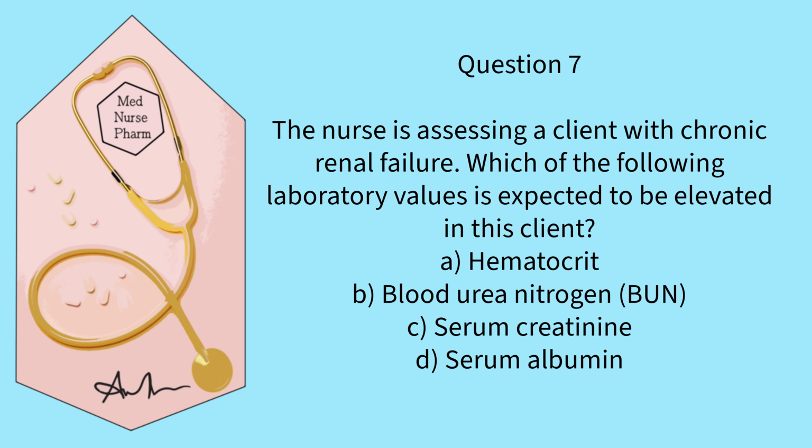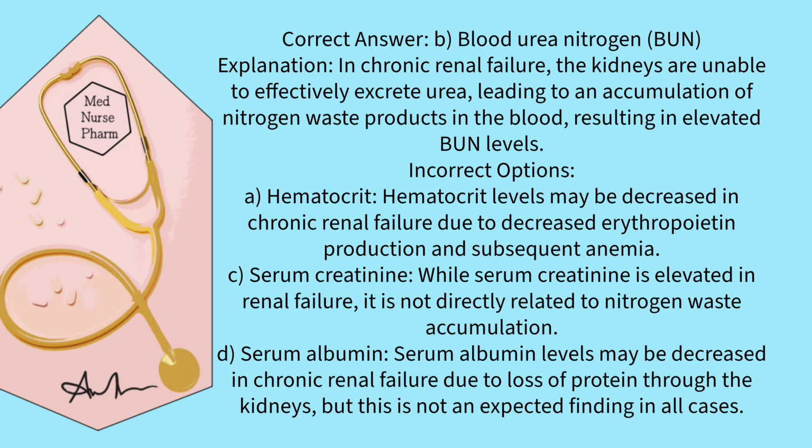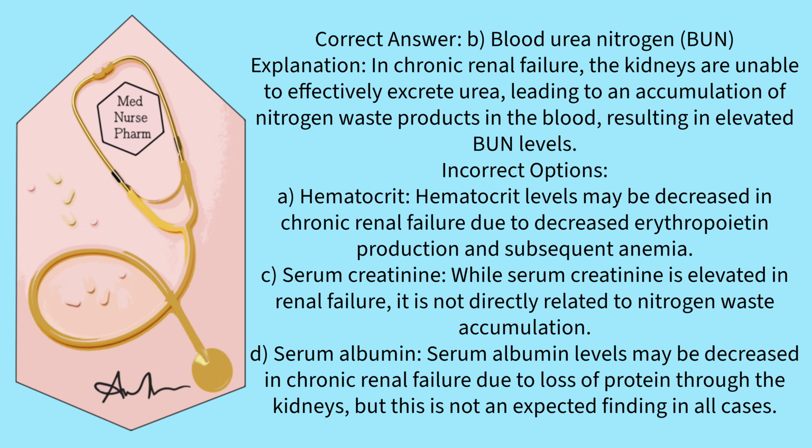Question 7. The nurse is assessing a client with chronic renal failure. Which of the following laboratory values is expected to be elevated in this client? Hematocrit, BUN, serum creatinine, serum albumin. Pause the video and select your answer. If you chose option B, you are correct, BUN. In chronic renal failure, the kidneys are unable to effectively excrete urea, leading to an accumulation of nitrogen waste products in the blood, resulting in elevated BUN levels.